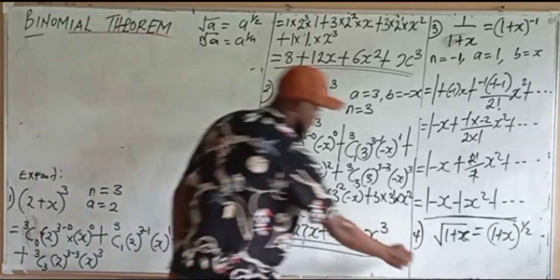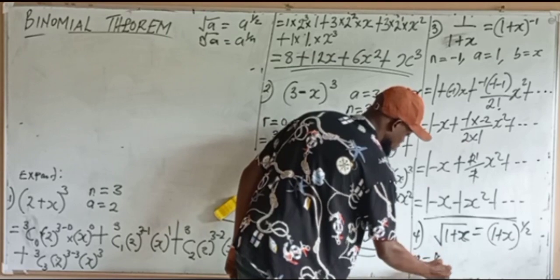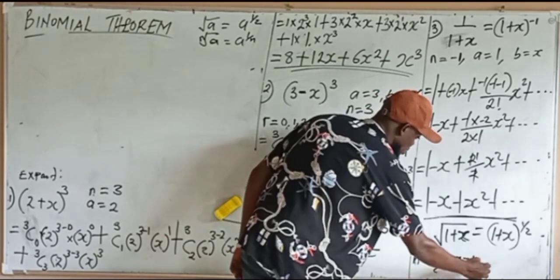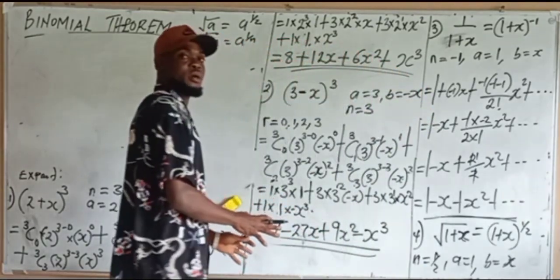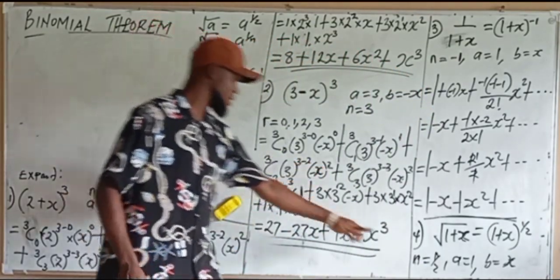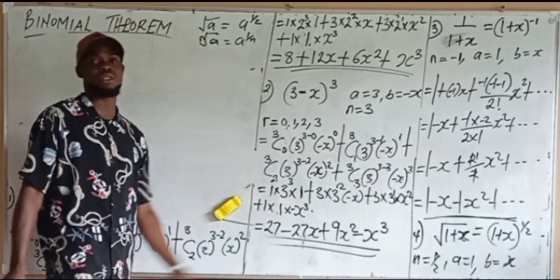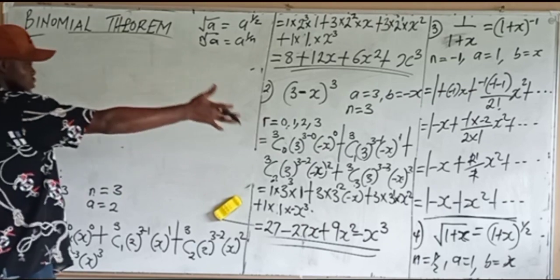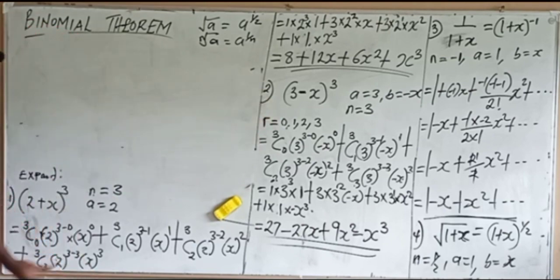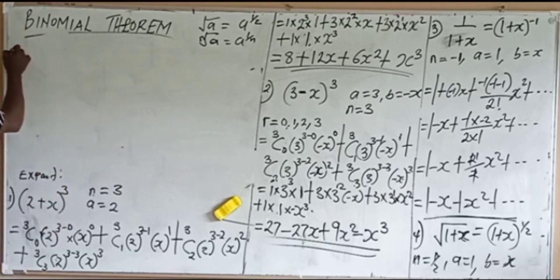So in this place now, our n is equal to 1 over 2, our a is equal to 1, and b is equal to x. For us to solve this very well, since n is not a good number, it's very good for us to use the second formula. A is 1, very good. B is x, still very good. So if you want to do that now, we are going to have 1 plus nx.